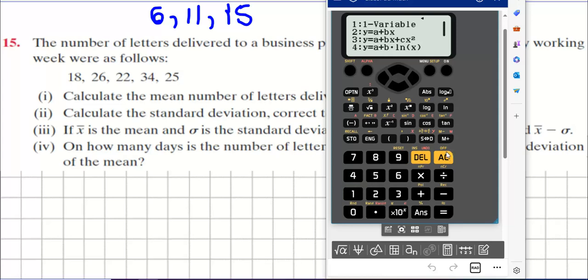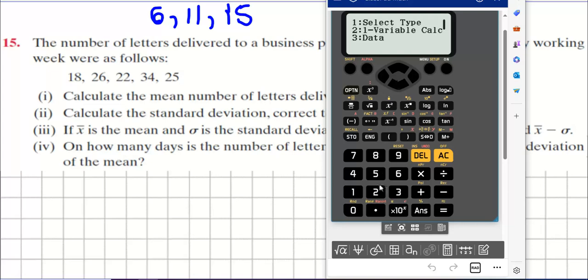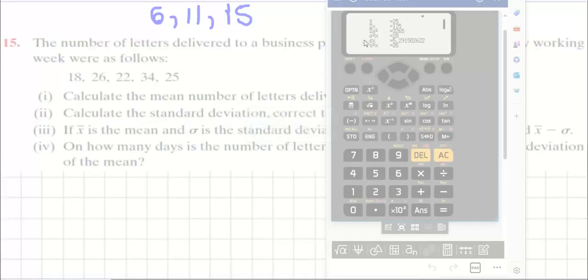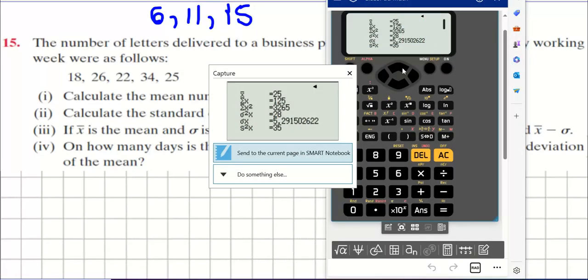Then you press AC, press options, one variable calculation. Oh, wait. I messed up there, didn't I? Options, 2. There it is. All right. You get your answers here. What did we all say the average was?